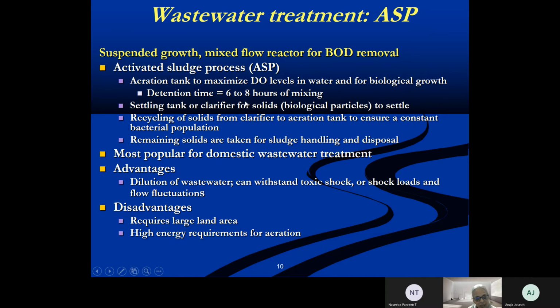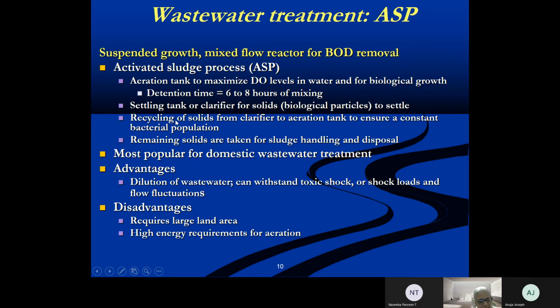As I said, what is the end product of this reaction? The end product of organic matter plus oxygen is going to be CO2 plus water plus biomass. Now, that is our sum total in terms of a reaction. This reaction, which is going to result in so much biomass, means that biomass has to be removed. So we then go for a second unit, which is the settling tank or the clarifier for the biological particles that need to settle.